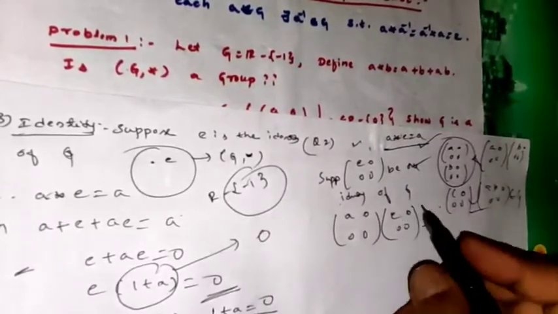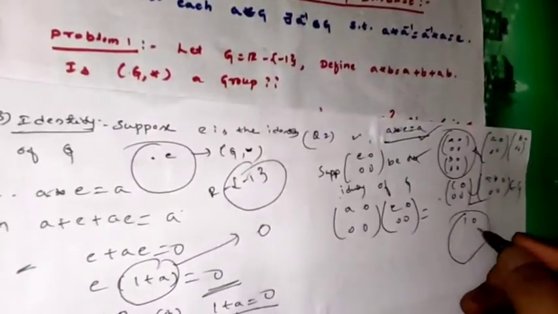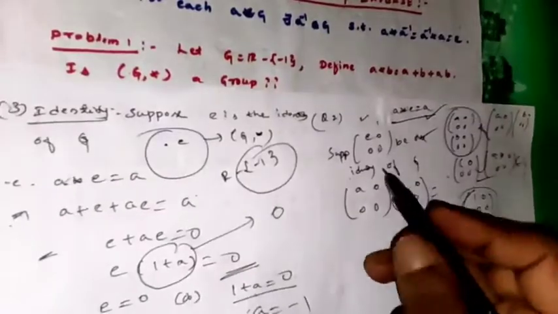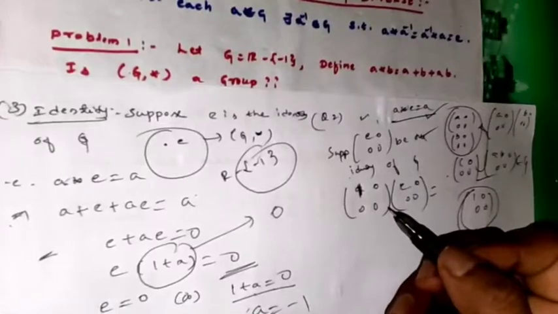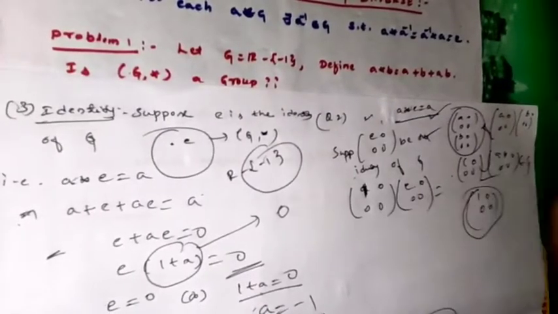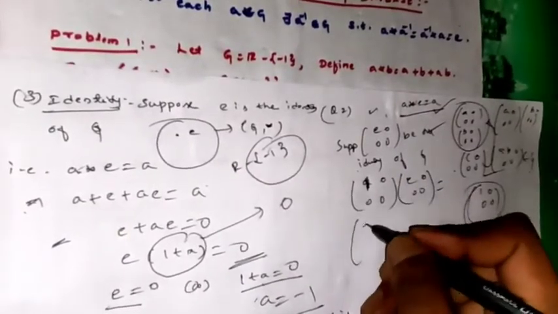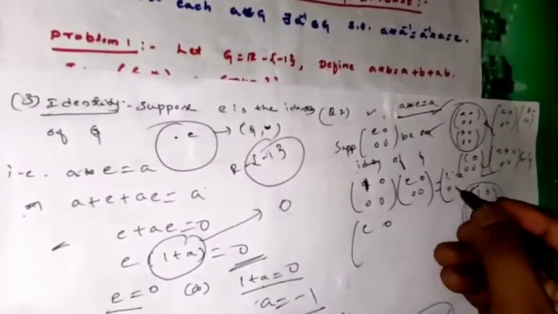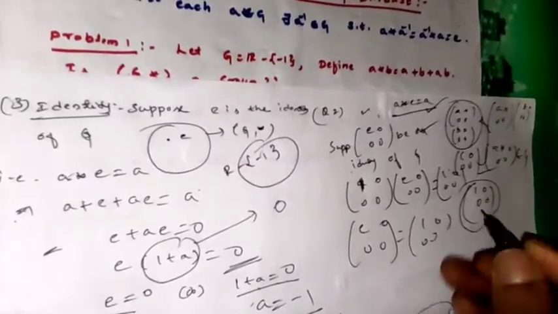Suppose in general we take another example also. Suppose I take [1 0; 0 0], in place of a we take 1. Yes, 1 is also an element. We multiply [1 0; 0 0] with [e 0; 0 0], and this is equal to [1 0; 0 0]. That means e is equal to 1. So what is the identity here? The identity element is [1 0; 0 0].